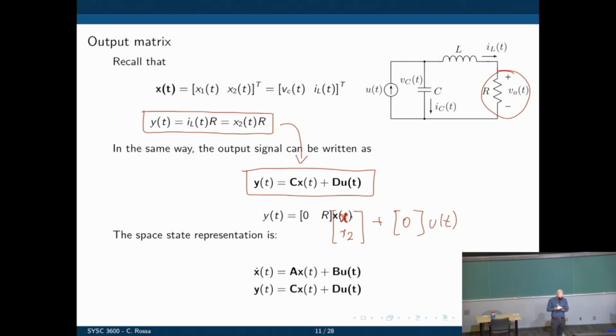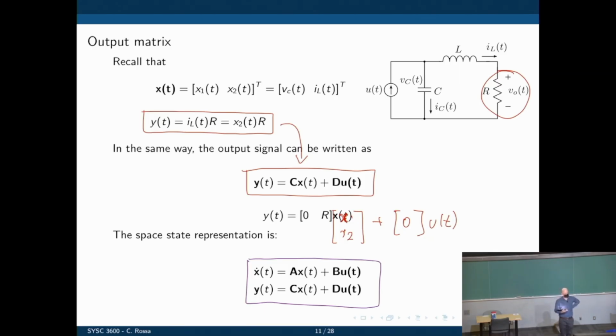We have the two equations. The first one, x dot equals Ax plus Bu, relates the input and the states. The second equation relates the output to the states and the input as well. The first equation was on the last slide, and the output equation, which is typically shorter, is simply a way to recreate y of t equals x2 times R.